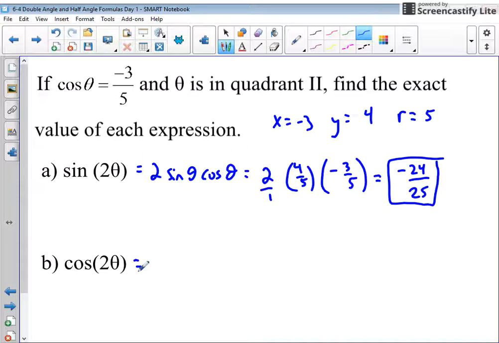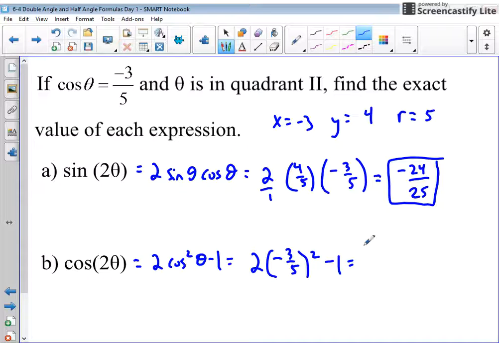For the cosine, you may notice that there actually are 3 formulas for the cosine. There's cosine squared minus sine squared, there's 1 minus 2 sine squared, and 2 cosine squared minus 1. We can use any of those that we want to use. Since we're given what the cosine is, I'm going to use the one that only has a cosine in it, and that is 2 cosine squared of theta minus 1. That way I don't have to worry about trying to figure out what sine is. So this is 2 times -3/5 squared minus 1.